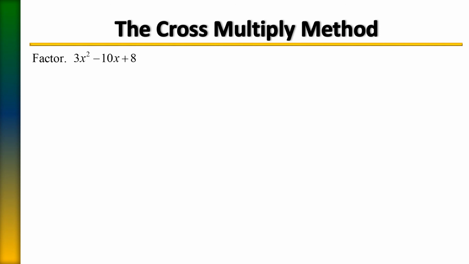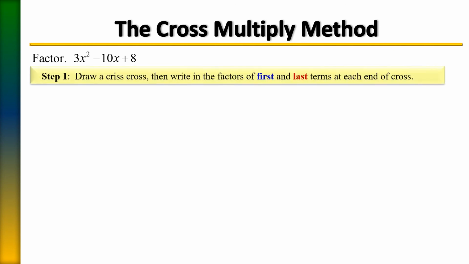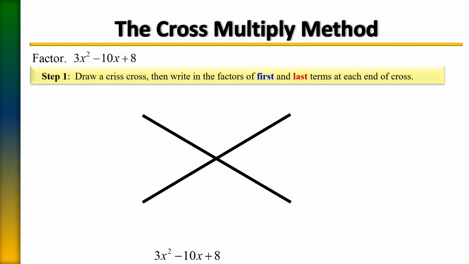Anyway, let's proceed. So the first step, the student said, is to draw a cross and then write the first terms at the beginning of the cross and then write the last terms at the end of the cross. So let's go ahead and do that. In terms of the beginning of the cross, the only way you're going to split x squared up, remember, is you're going to put a 3x in one and an x in the other. There's no way of splitting that up.